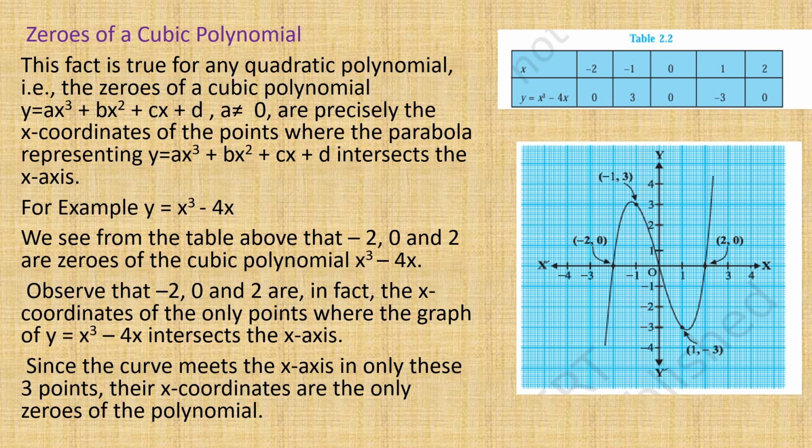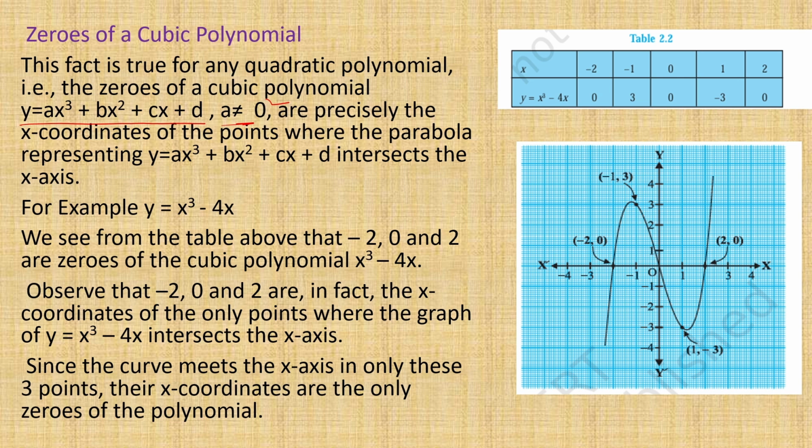Next, zeros of a cubic polynomial. What is the general expression of a cubic polynomial? The general expression is y is equal to ax cube plus bx square plus cx plus d, where a is not equal to 0. The zeros of this cubic polynomial are the points where the graph of the cubic polynomial intersects the x-axis.